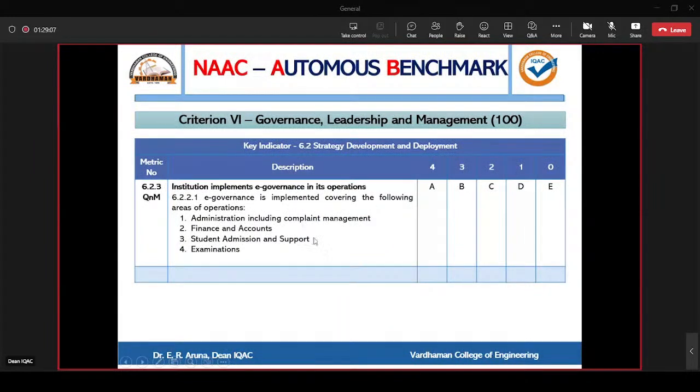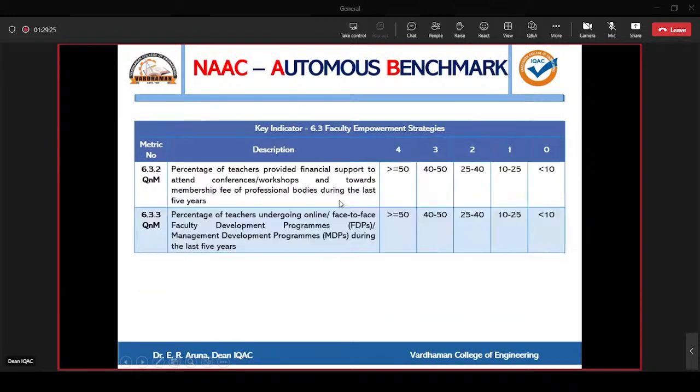I already mentioned that for the benchmarks, we can quantify. They are given 1, 2, 3, 4. A is, if all options are there, we can keep A. If we get A, we'll get 4 points for 6.2.3. Like this, the assessment will be done. And for 6.3.2, this is greater than or equal to 50, so greater than or equal to is nothing but 50%.